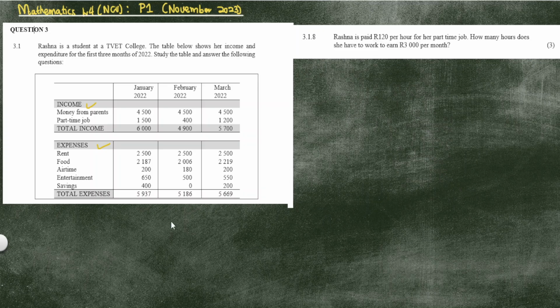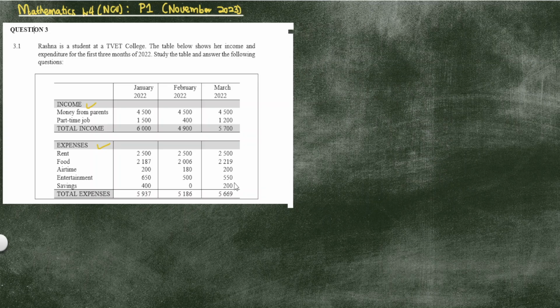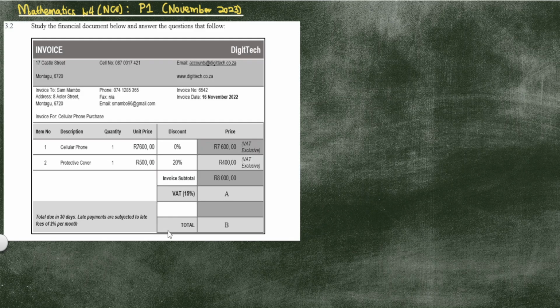Let's go ahead and answer 3.2. All right, so here we are given a tax invoice. Study the financial document below and answer the questions. How do I know it's an invoice? We are told here it's coming from which company? Digitech. I see the residential address for the business, cell phone number, email, website.